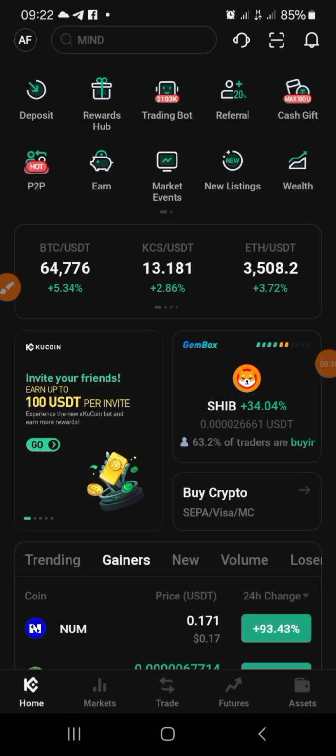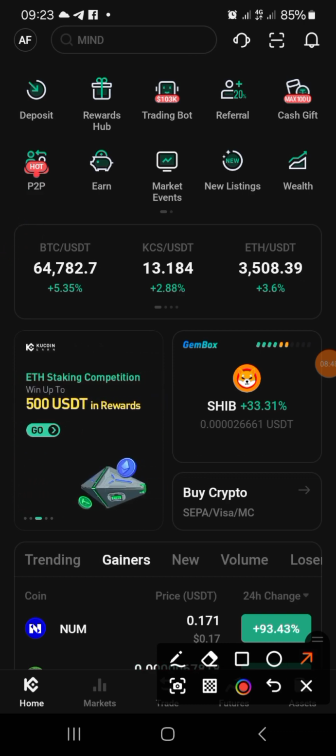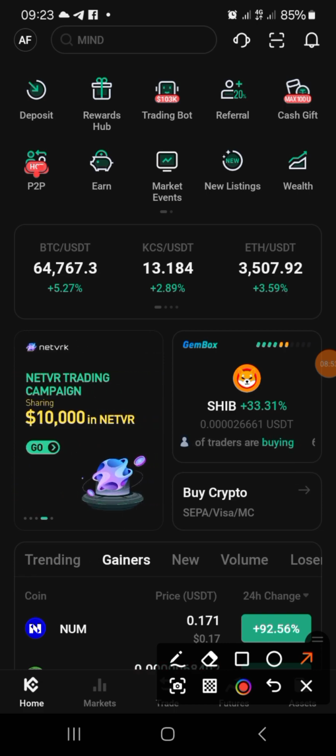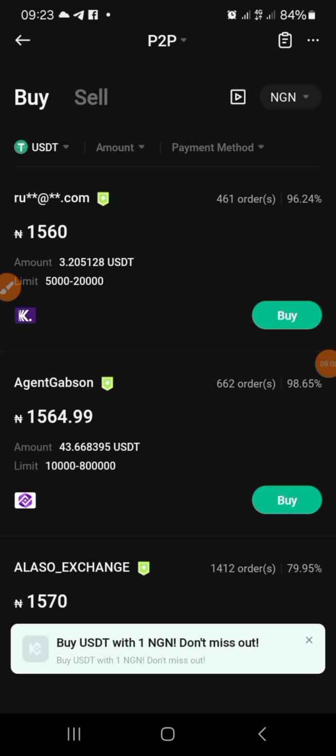Another way you can deposit USDT, if you're probably in Nigeria, is this. You go to P2P. So let's do that. Okay, sorry about that. So you go to P2P. We have different merchants here that are willing to sell their cryptocurrency to you, and KuCoin will actually act as an escrow to regulate the process.